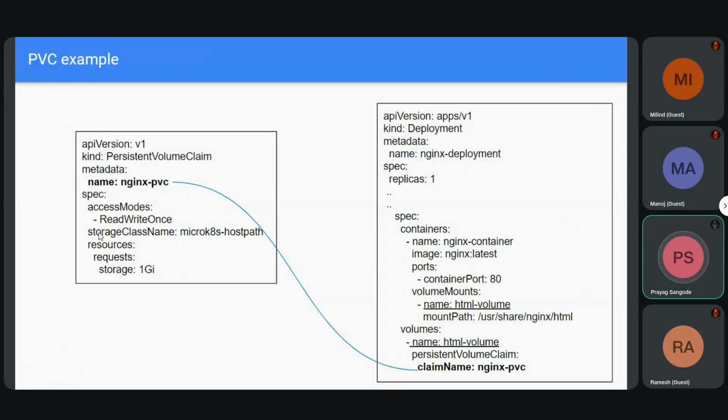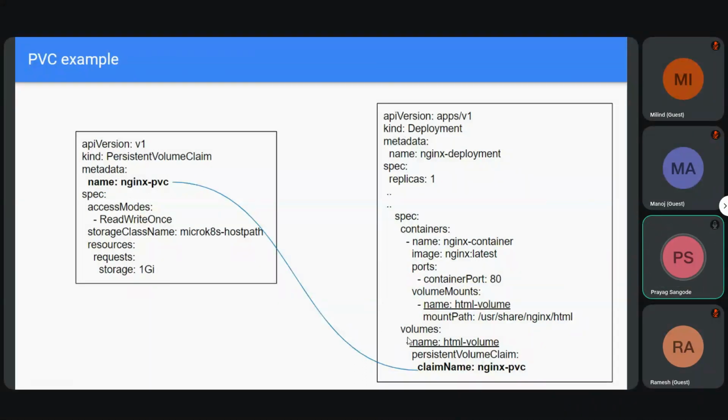Then we'll define the storage class. In this case, we are using MicroK8s, so the storage class will be microk8s-hostpath. That means create storage on this MicroK8s node itself and use it. So it is claiming 1 gigabyte of persistent volume. This creates the persistent volume claim.